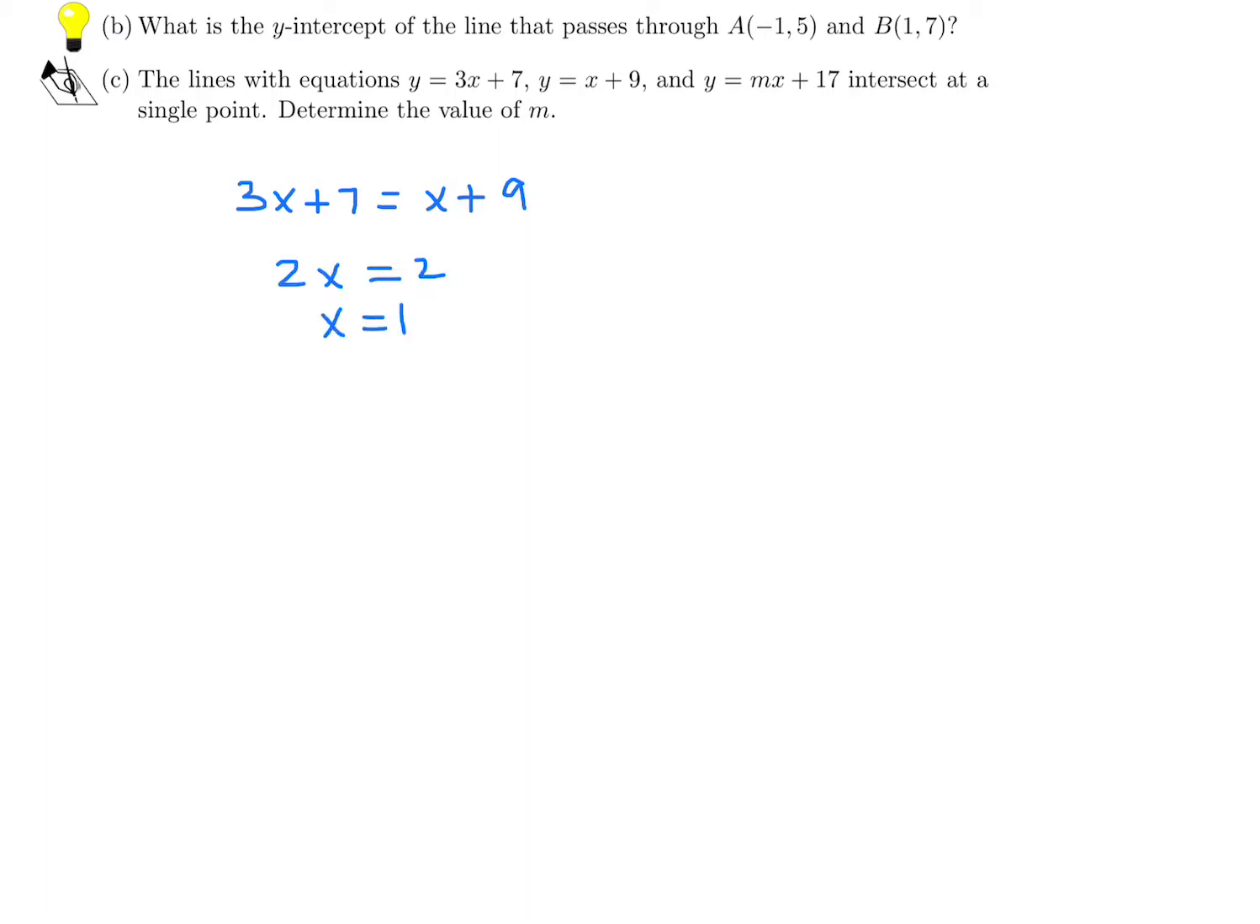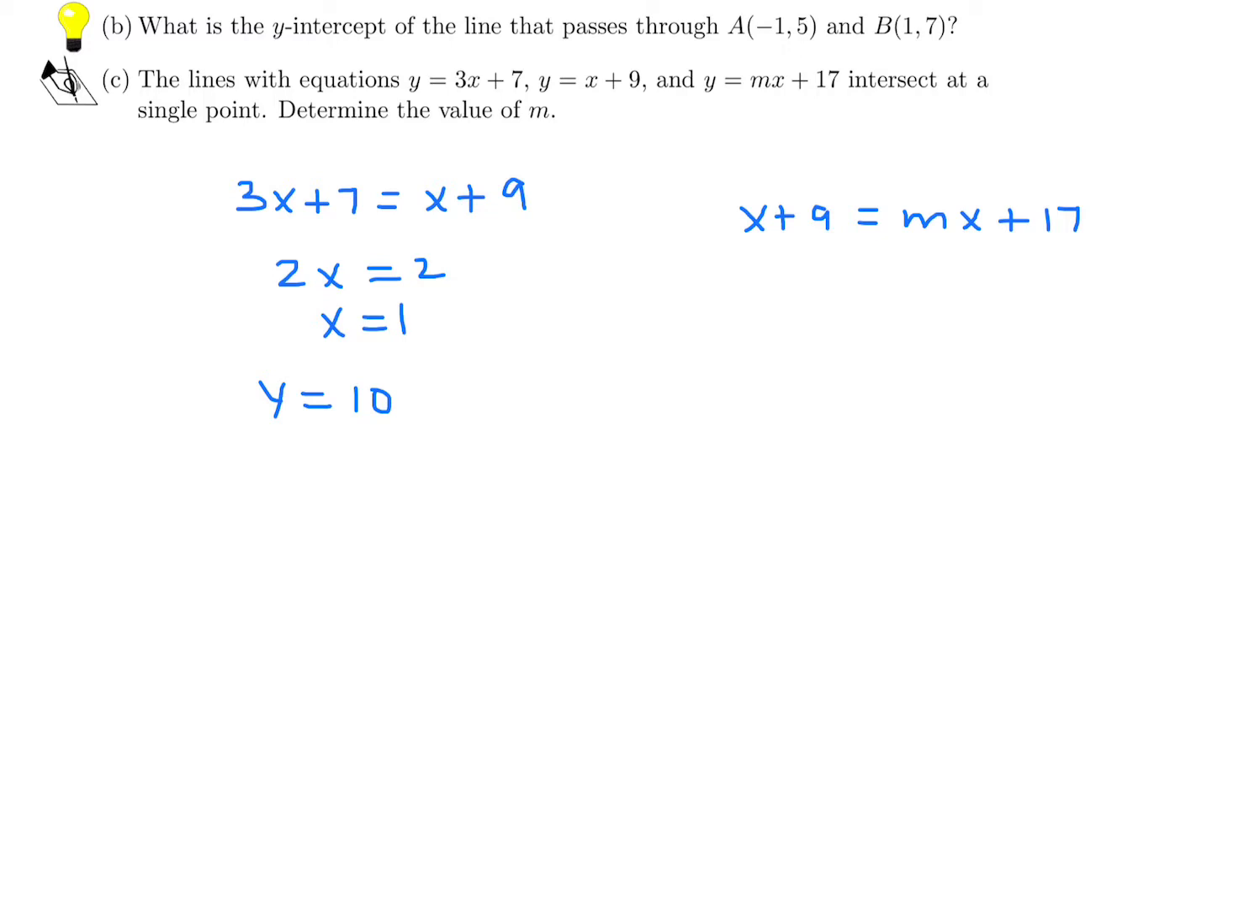Sub x = 1 back into either of those equations, and you should get the same. y will be equal to 10. For both, it becomes 10, which is what you would expect it to be. All right, so now let's turn our attention to those two equations. So x + 9 is equal to mx + 17.